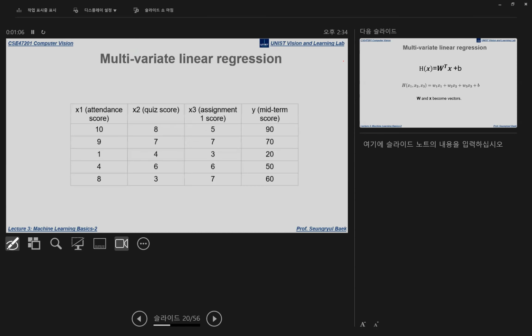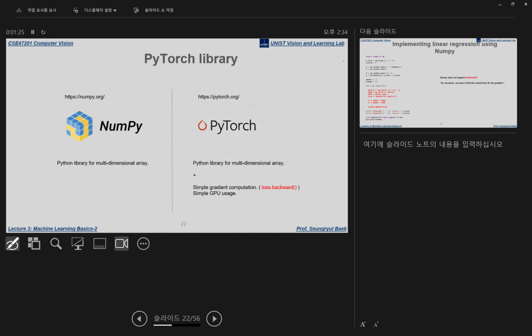I also explained that this linear regression can be straightforwardly extended to the multivariate case, by just making the input an array, a vector. And I also explained the difference between two libraries, NumPy and PyTorch. NumPy is the library that helps us implement arrays in Python, so we can implement the linear regressor using NumPy.